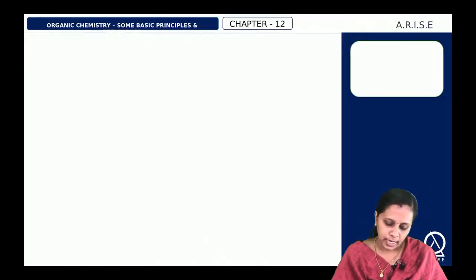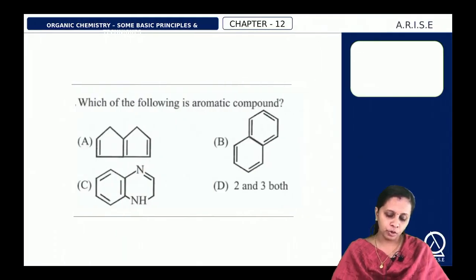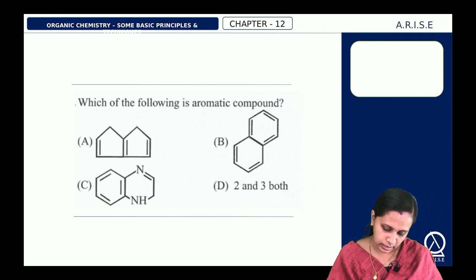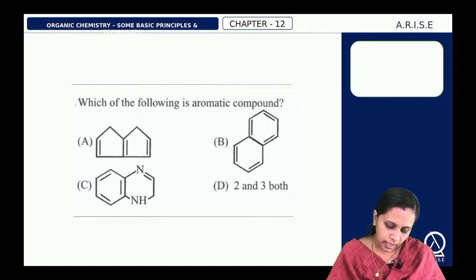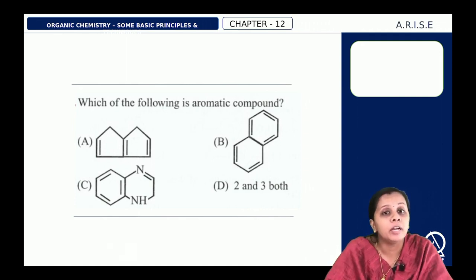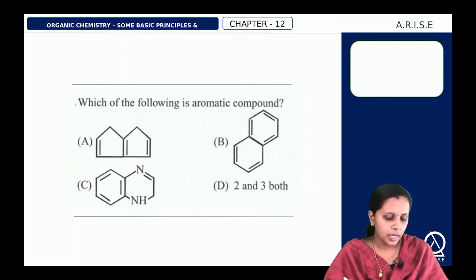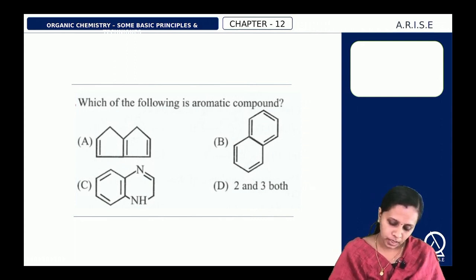Now moving on to the next question. Which of the following is an aromatic compound? That is the next question that we have to discuss. How can we predict an aromatic compound? An aromatic compound is predicted by Huckel's rule. What is Huckel's rule? For a compound to be aromatic, it must be planar and it must possess 4n plus 2 pi electrons.